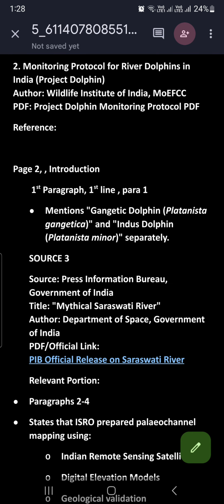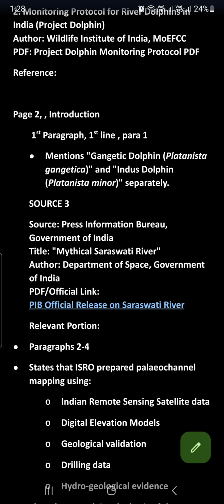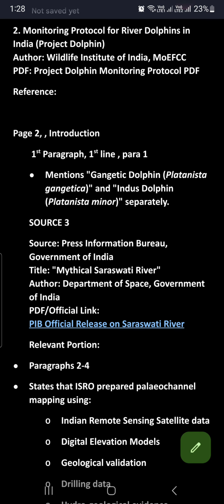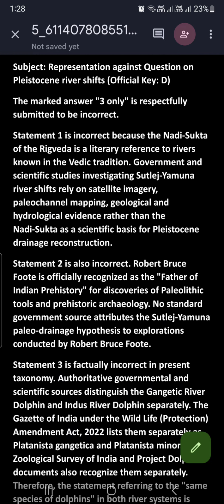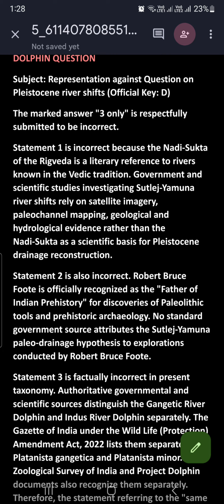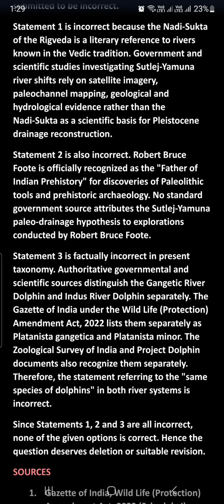there is this PIB document which states that satellite data collected by ISRO will give you Paleolithic evidence with respect to the river course change, etc. So there was a statement which was saying that there is this Rig Veda, the Nadi Sukta of the Rig Veda, as the literary reference, which was kind of the basis for Pleistocene drainage reconstruction. There was an elaborate question. I have not pasted the questions here, but you can go back, see that dolphin question.